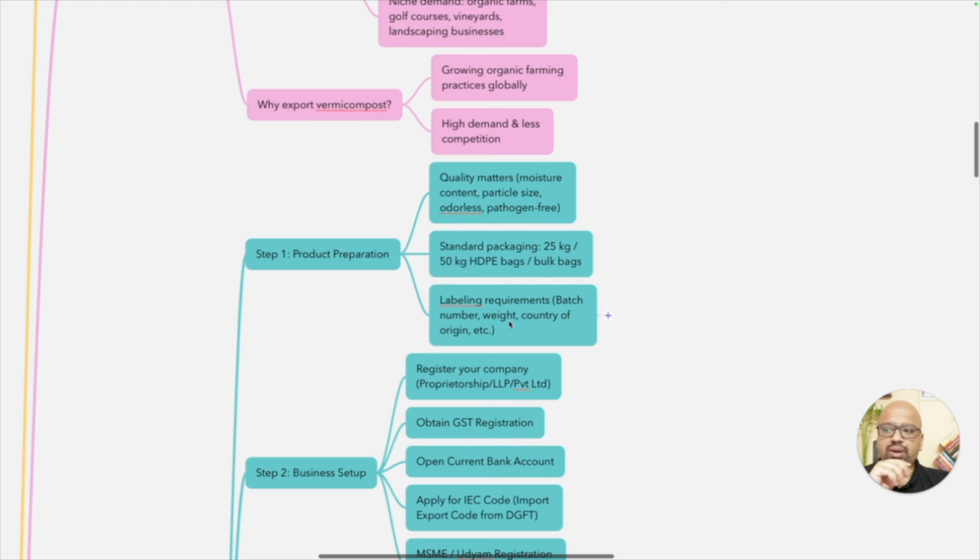And labeling requirements: batch number, weight of the product and the country of origin. There are no big compliances required. Based on the country where you are exporting, you need to use the language accordingly.